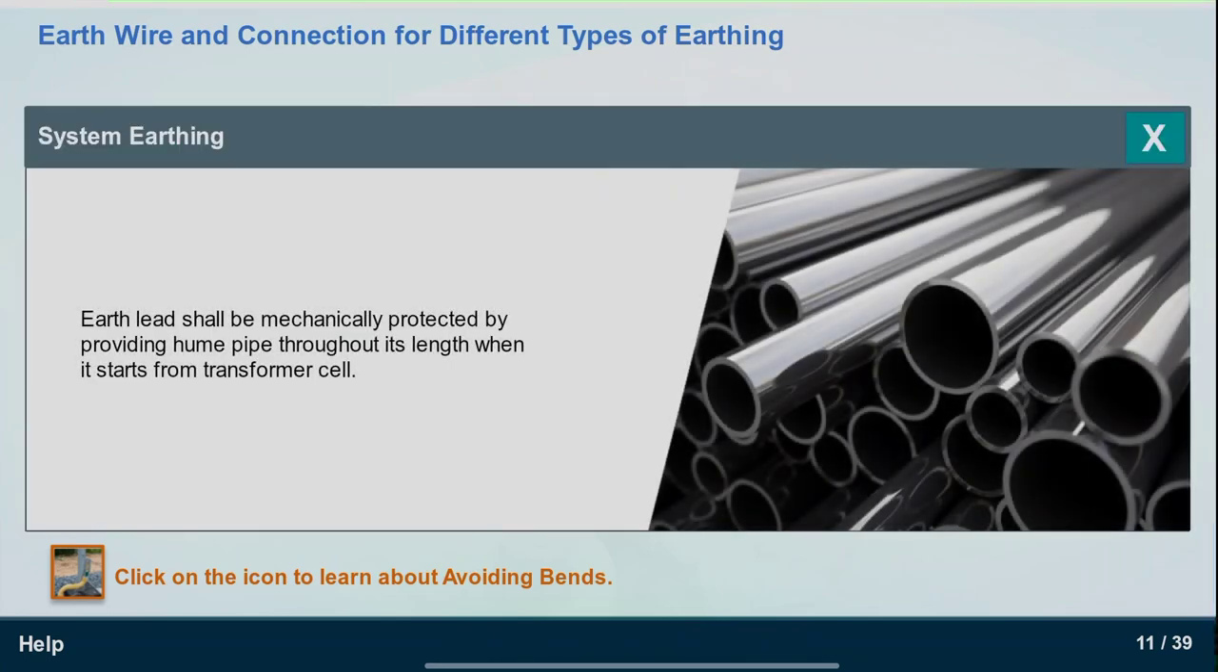In case of system earthing, earth lead shall be mechanically protected by providing Hume pipe throughout its length when it starts from the transformer cell.